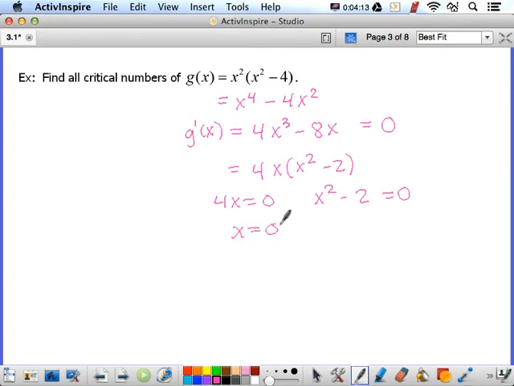So we get x equals 0, and x squared equals 2. So we get x equals plus or minus the square root of 2. So it looks like that function has 3 critical numbers: 0, positive square root of 2, and negative square root of 2. So we'll learn later that if there are turning points on a graph, they're going to occur at those numbers.